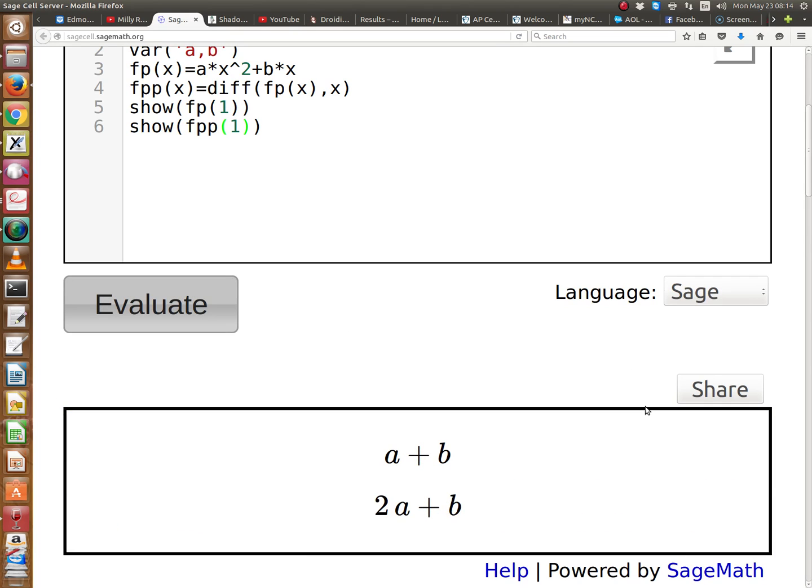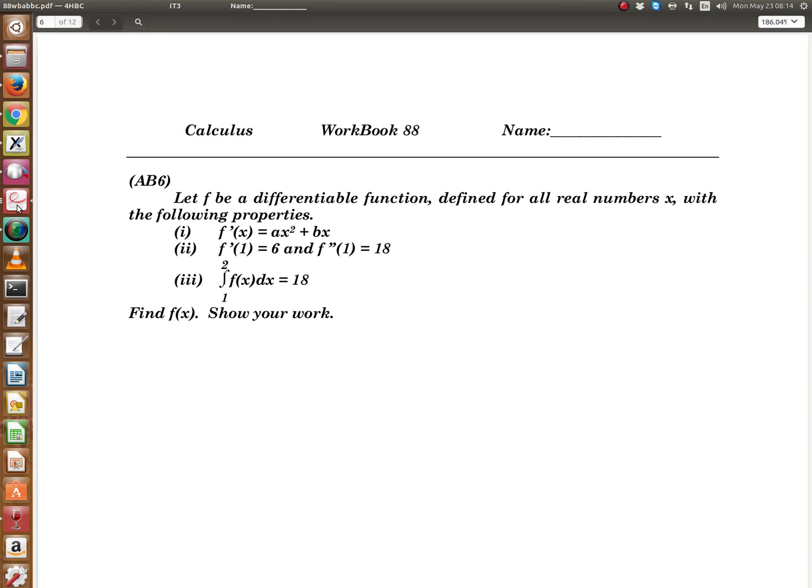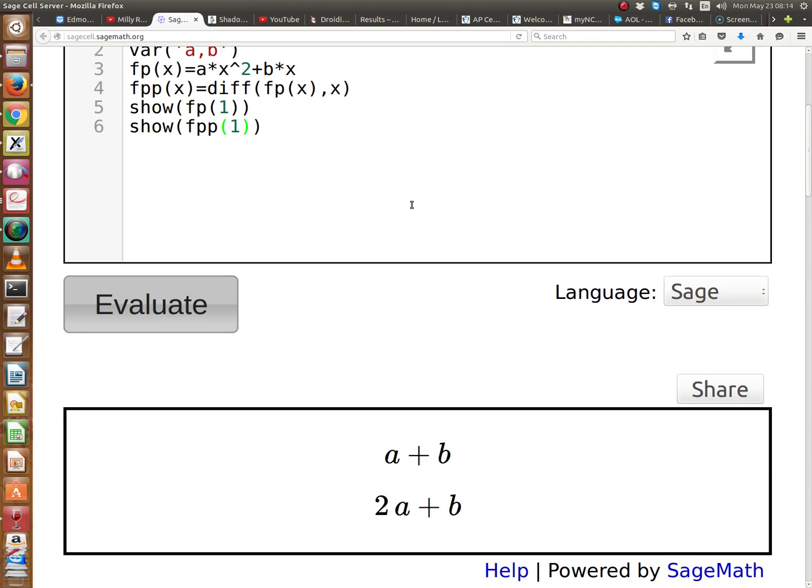Okay. And now, what do they say? That F prime of 1 is 6 and F double prime of 1 is 18? Is that what it said? Yeah. It did, right? So how are you going to use that information to solve for A and B? Well, if we know that 18 is equal to 2A plus B, solve for each of them. So solve.